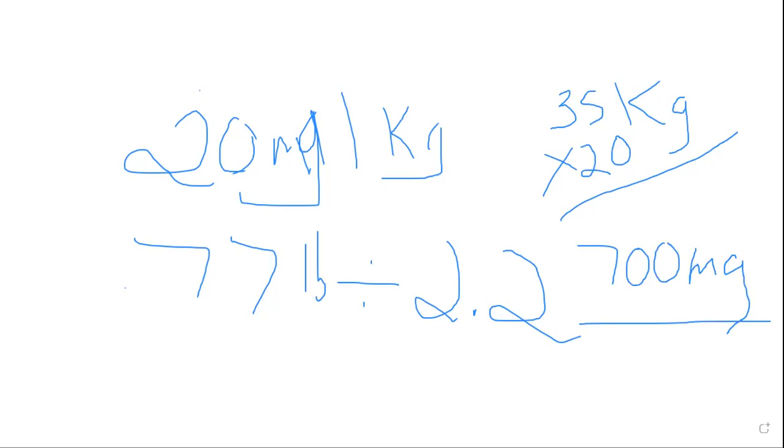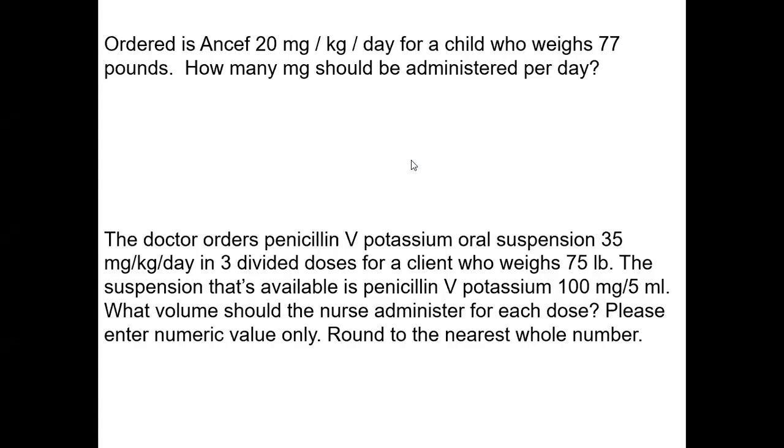The next question is asking us, the doctor orders penicillin oral suspension, 35 milligrams per kilogram per day in 3 divided doses for a client who weighs 75 pounds. The suspension available is penicillin 100 milligrams per 5 mL. What volume should the nurse administer for each dose? So for this one, you have to first calculate the total daily dose. Okay, so you're going to do that by taking your 35 milligrams and multiplying that times the patient's weight in kilograms, which is 75 pounds.